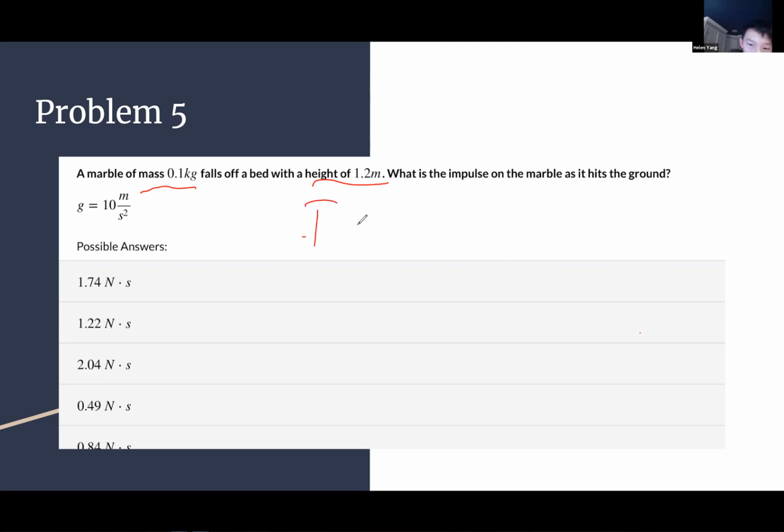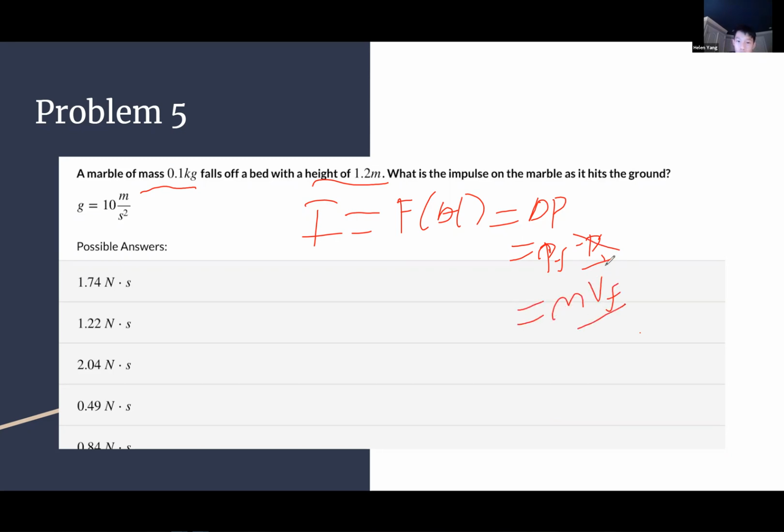The impulse equation is I equals force times delta t, but you can also write that from the impulse-momentum theorem as delta p, which is p final minus p initial. In both situations, we need the velocity, but actually the initial momentum is zero, so we would just need mass times the final velocity. So we're trying to look for the final velocity.